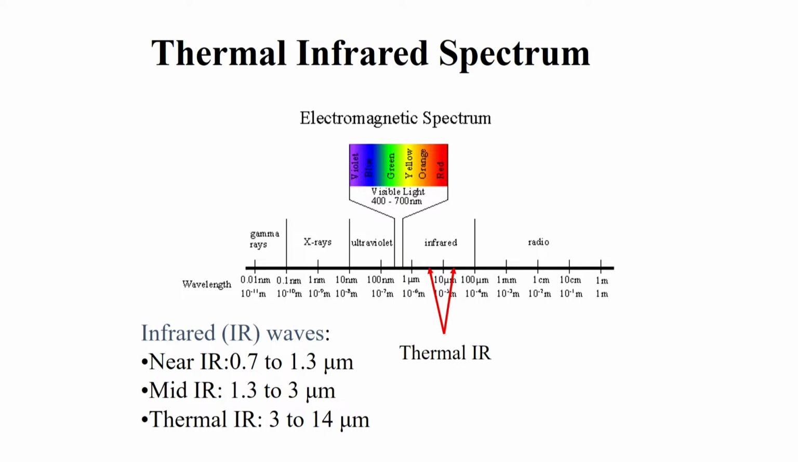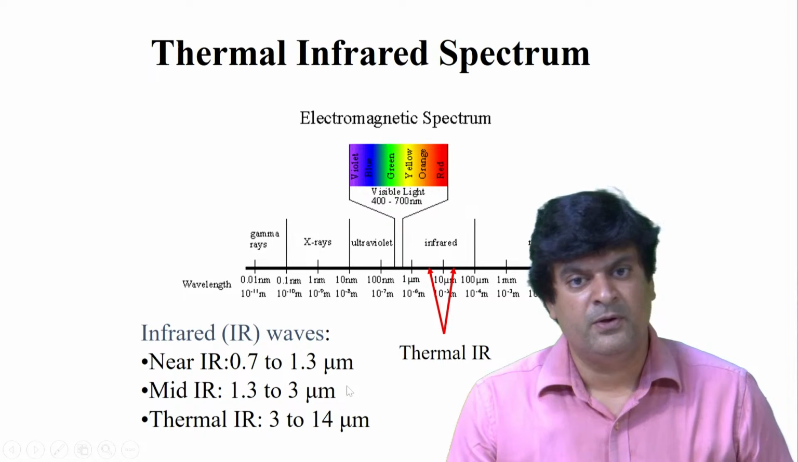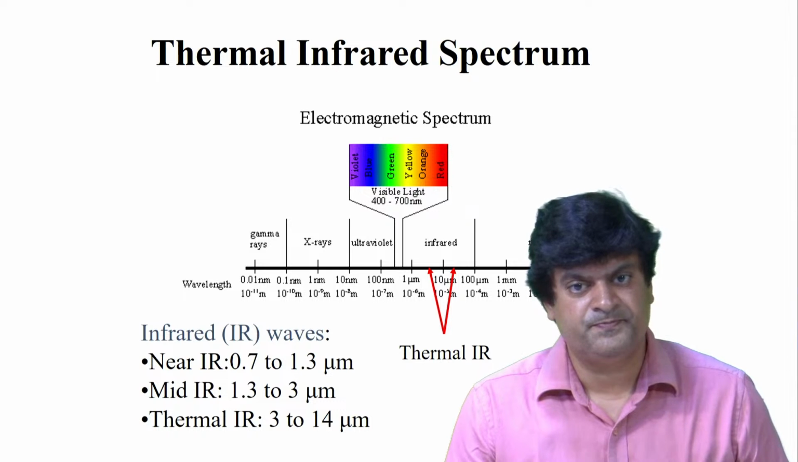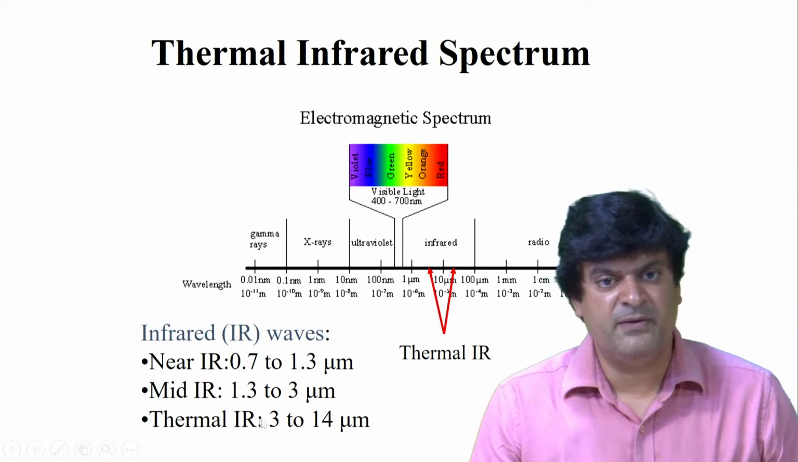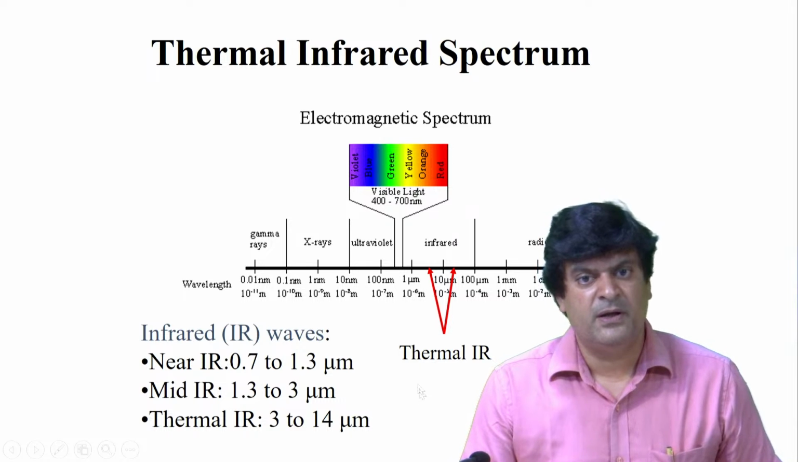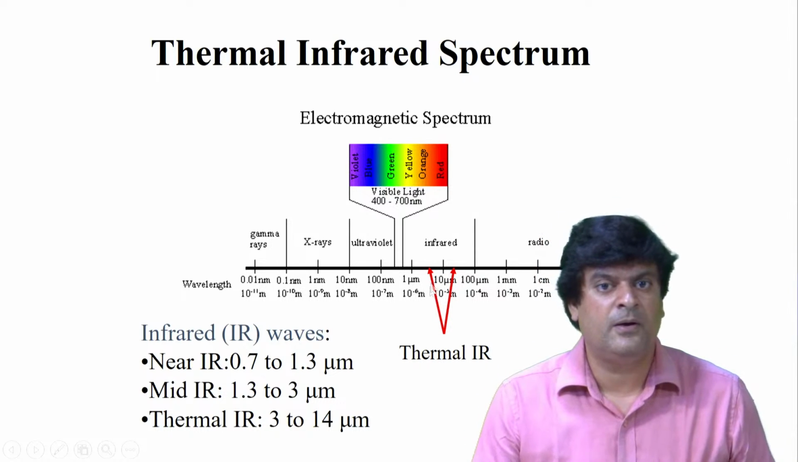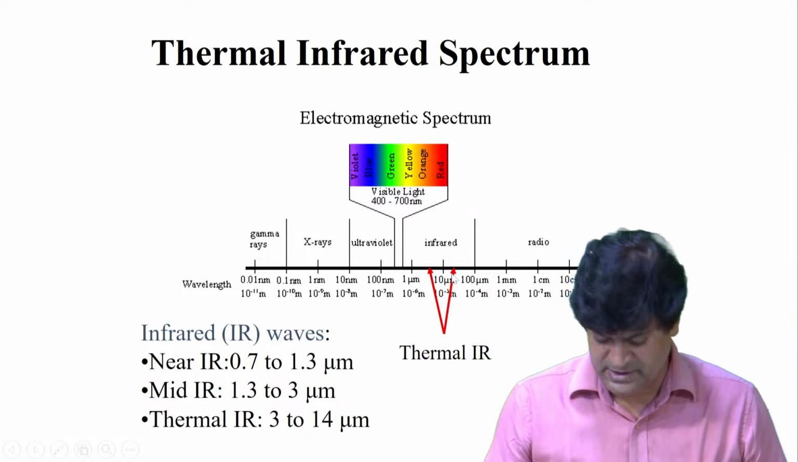Now when we are talking about thermal infrared remote sensing, this is carried out in the thermal range of the electromagnetic spectrum, and the thermal range is 3 micrometer to 14 micrometer. Because 0.7 micrometer to 1.3 micrometer is the reflected infrared, the near infrared, and mid infrared is 1.3 to 3 micrometer, which is again reflected infrared used with optical multispectral remote sensing. The thermal infrared, or emitted infrared, is 3 to 14 micrometer, and this is showing this portion of the electromagnetic spectrum.